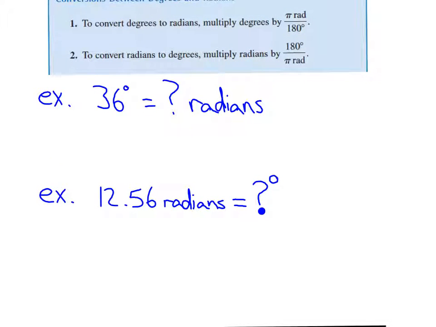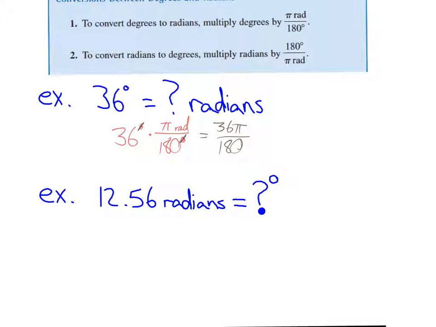36 degrees is how many radians? All right? I want to end up in radians, so I'm multiplying 36 degrees by pi radians over 180 degrees. Okay? Now notice here that our degrees cancel each other out. Okay? This is one way you set the proportion or the ratio up right. The unit of measure you don't want should cancel out. So now we just have 36 pi over 180.